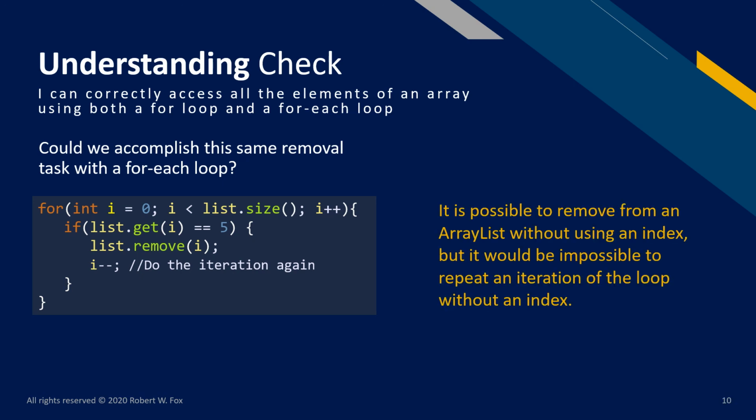So the answer is that I suspect we probably could somehow get this to work with for each loops, but we'd probably have to do some coding gymnastics to make it work. And the simple reason for that is that this procedure really relies on using index values. For one, removing at the index value, though there is a way to remove from array lists without using the index, but also the idea of doing the iteration again with an i--. So my answer is maybe we could do this with a for each loop, but I would say it is significantly easier to do it with a traditional for.